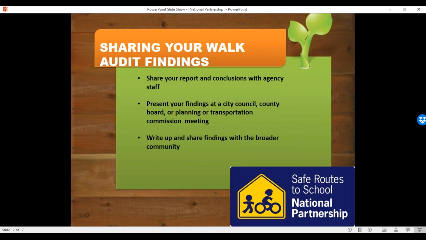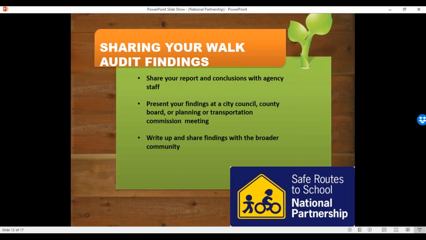You'll be seeing different methods for sharing walk audit findings from our presenters today. In our Walk Audit Next Steps fact sheet, we highlight the following methods. Share your report and conclusions with agency staff. Include city or county transportation, planning, public works, or anyone else you can think of. Ask questions. Ask them what would be most helpful to support their work.